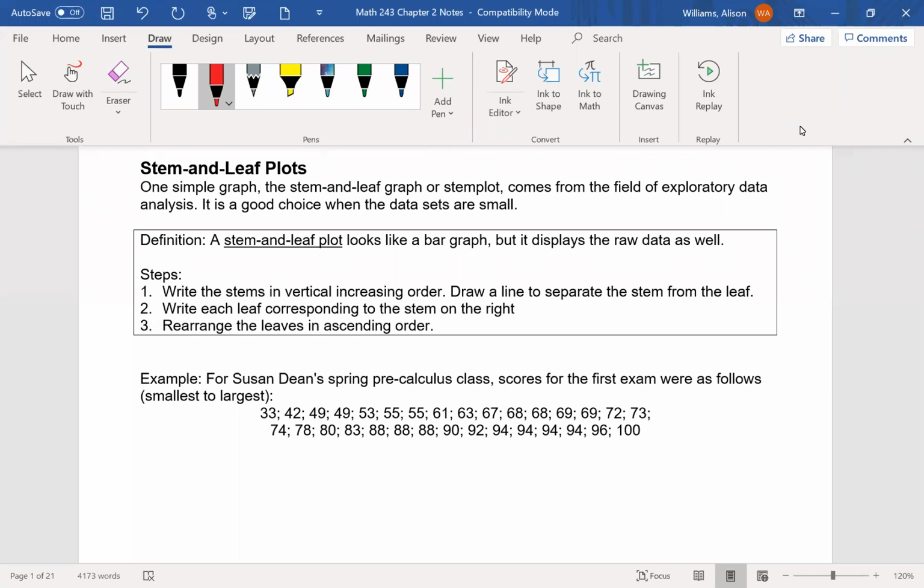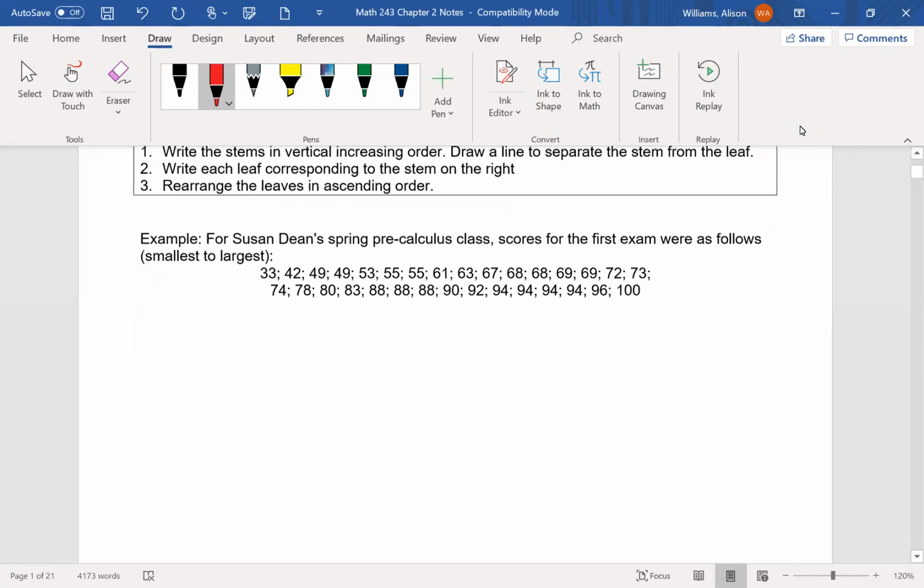Because most of these numbers are two-digit numbers, with the exception of the last one, which I'll deal with in a minute, we're going to assign one of the digits to be a stem and the other to be a leaf. I'm going to make every number in the tens place the stem, and every number in the ones place the leaf. So I'm going to start with all of the numbers in the tens place, and that's going to form these numbers I'm going to write vertically.